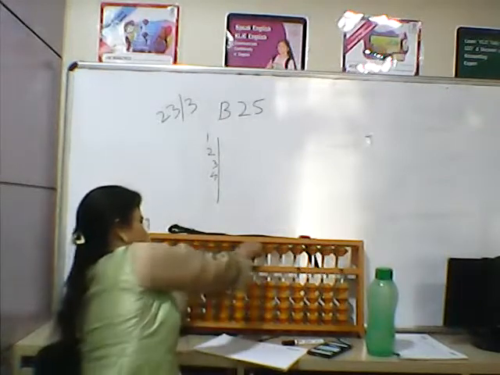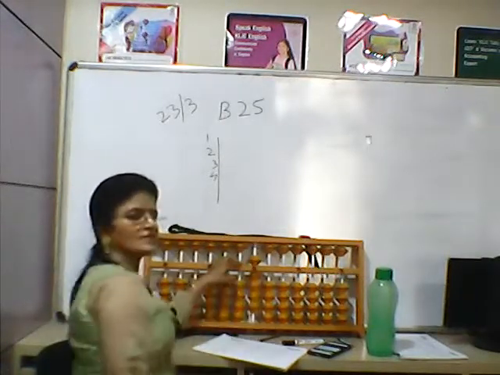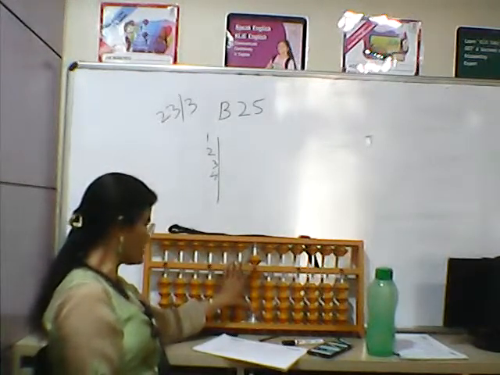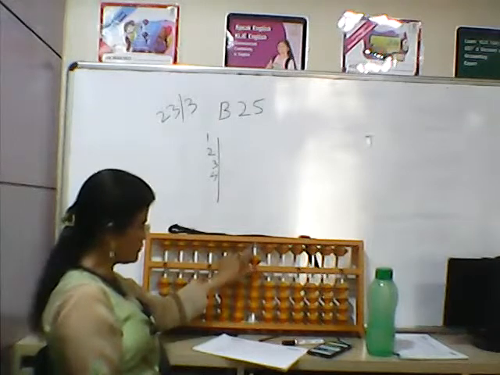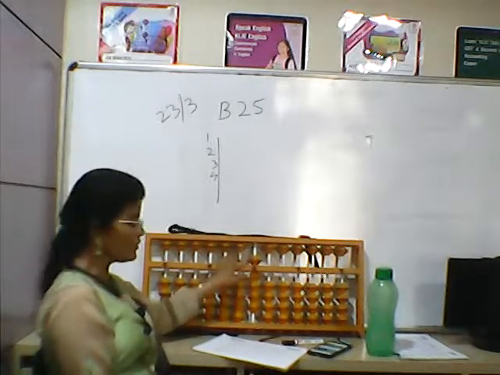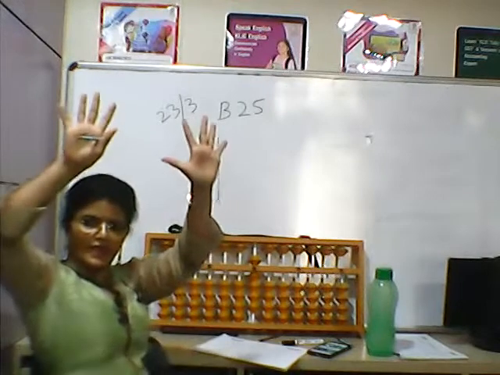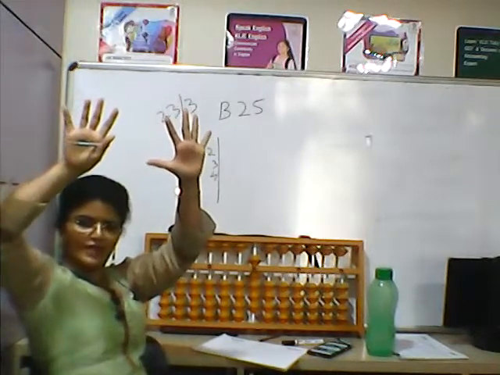Sum number 1. 9, 5 and 4. Close action, 5 and 4. Close action. 5. Can you plus 5? No. Can you plus 10? Yes. Take the help of big friend 10.